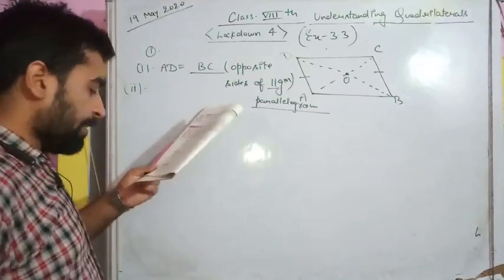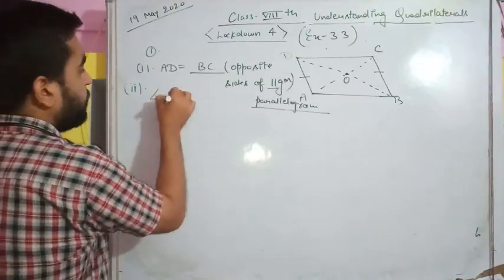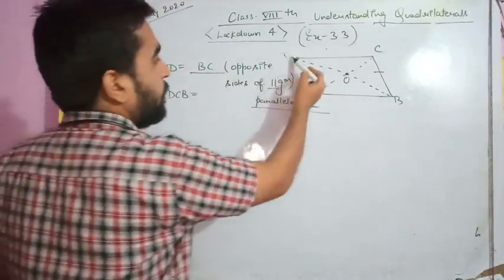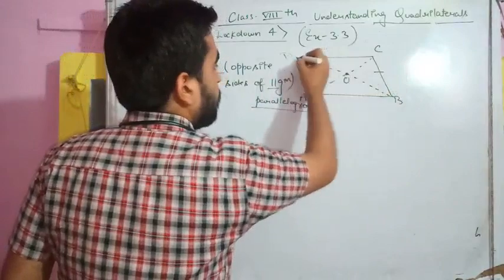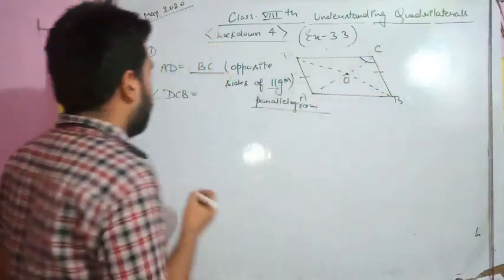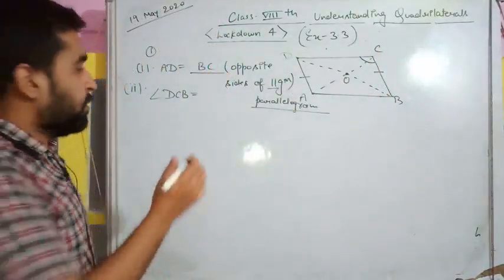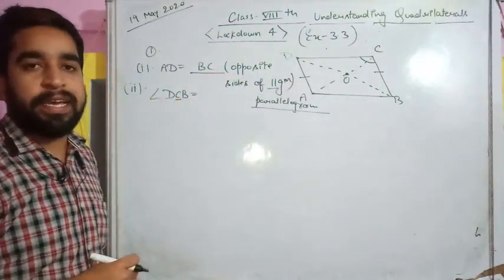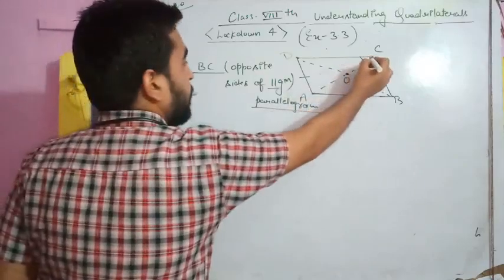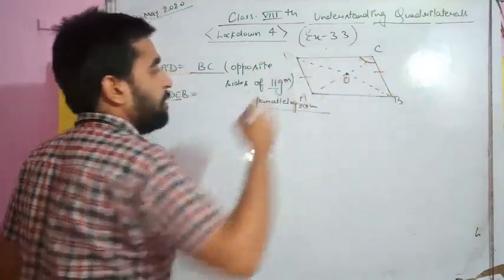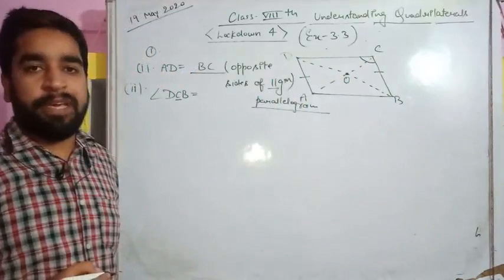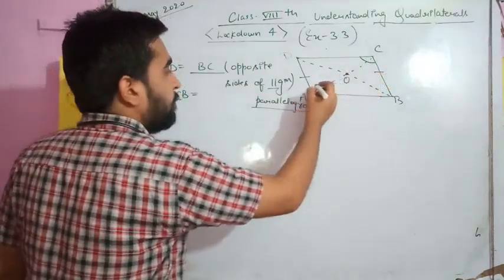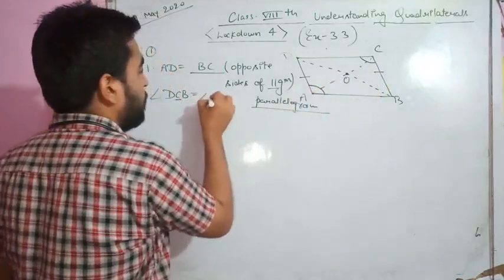The second property they are asking: angle DCB is equal to what? Whenever any angle is mentioned, just follow the middle letter. The middle one is the vertex, they are speaking about the middle one. So this is angle C, starting from D, DCB. So angle DCB will be equal to which angle? Let me tell you, angle DCB will be equal to angle DAB.